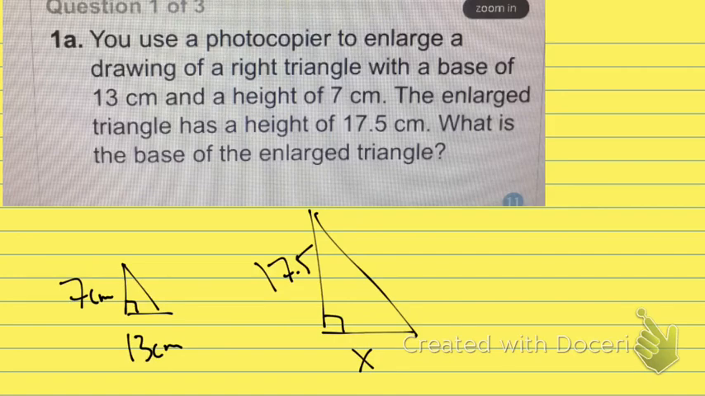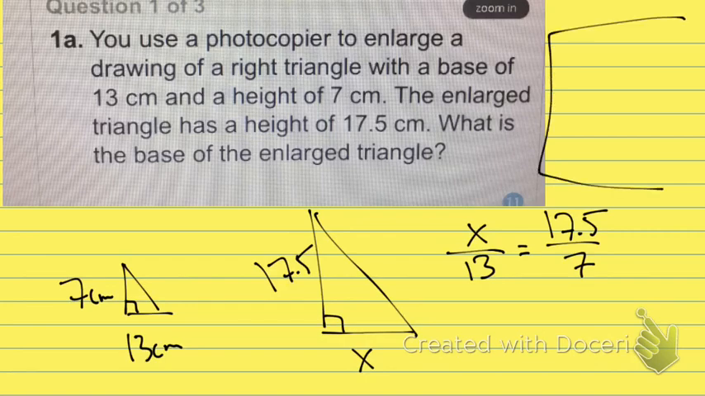So the base, we don't know. But the base corresponds to 13, and the height corresponds to 7, right? I'm actually not going to solve this. I think you guys know how to solve this at this point. But another question you could be asked with this is, what is the scale factor?